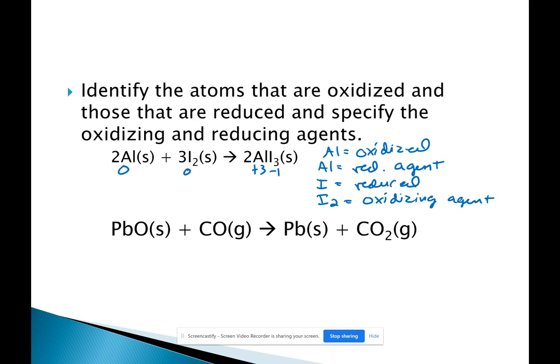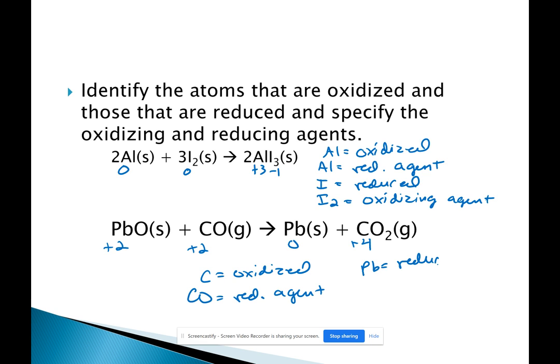In this last example here, lead is going from a +2 to a 0. Carbon is going from a +2 to a +4. So the carbon is being oxidized, but it is the carbon monoxide that is the reducing agent. The lead is being reduced, but it is the reactant containing that lead, so the lead oxide, that is the oxidizing agent.